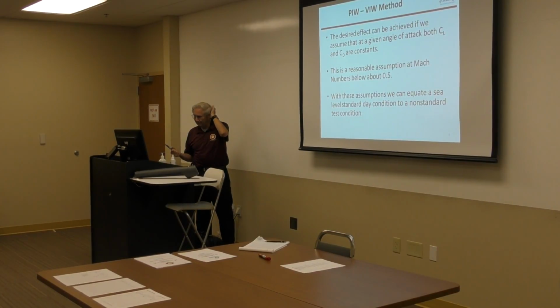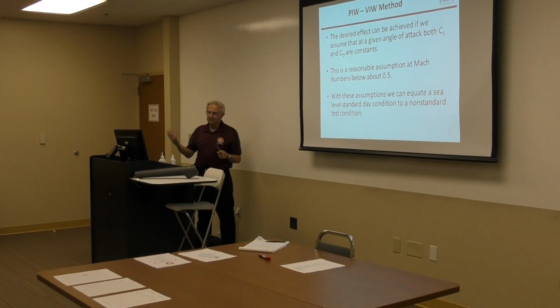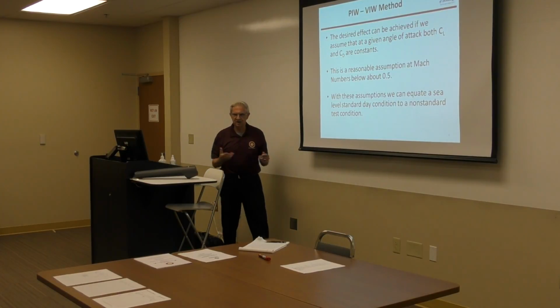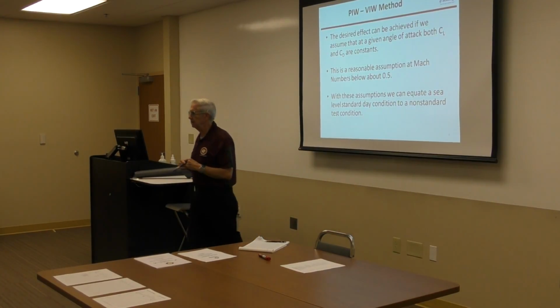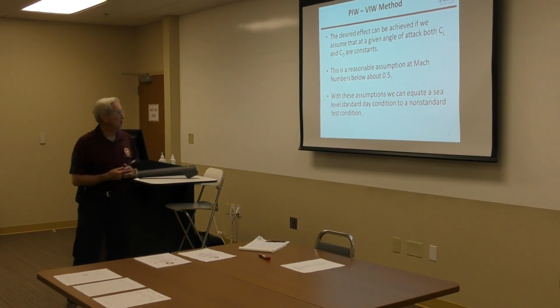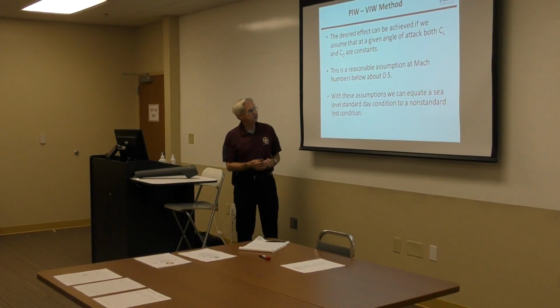We can achieve that if we assume that at a given angle of attack, both CL, lift coefficient, and drag coefficient are constant at a given angle of attack. That's a pretty good assumption for a given airplane, okay? But particularly below Mach 0.5, which is the kind of airplane we're dealing with here in this course. You start getting up to the transonic regime, things begin to change, and that assumption begins to break down. But below that, the drag curve is pretty constant.